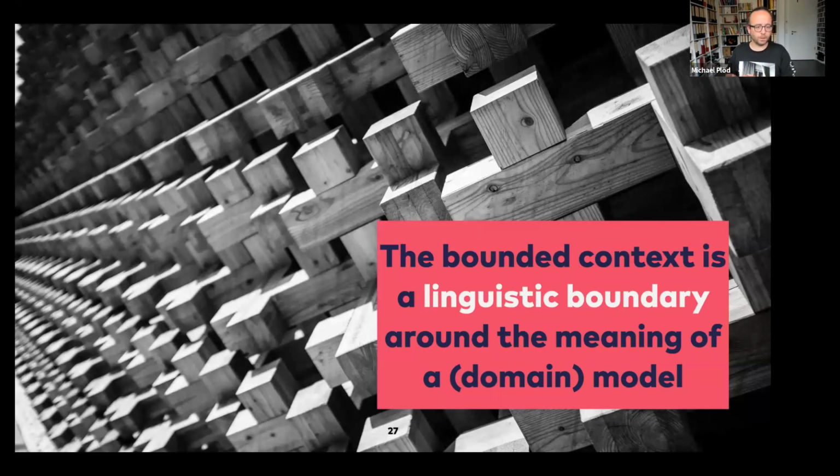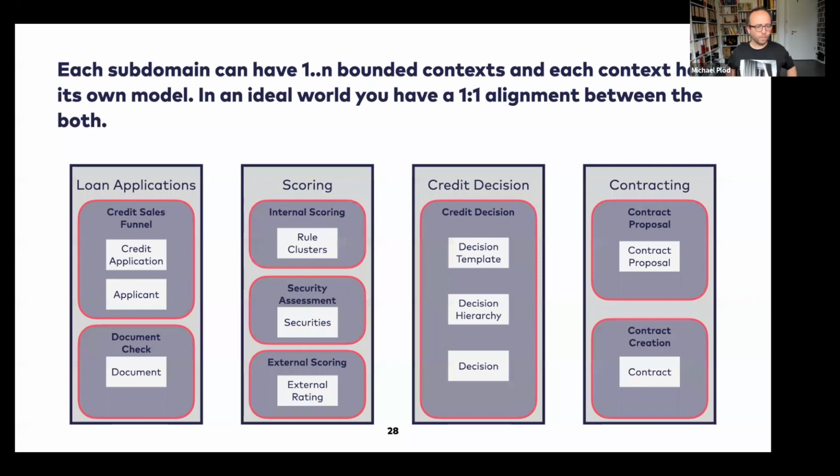I would define a bounded context as a linguistic boundary around the meaning of a domain model. Now, within a subdomain, you can have bounded contexts. In an ideal world, in a perfect world, you would aim for a one-to-one alignment between both. The better the solution space is aligned to the problem space, the clearer the coupling, the more independent the teams get, and so on.